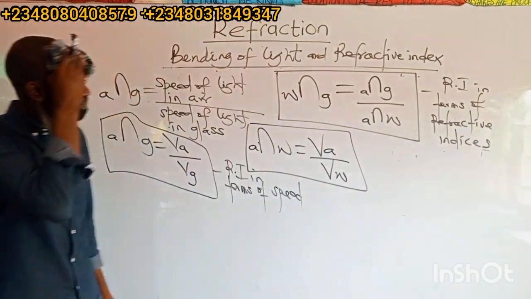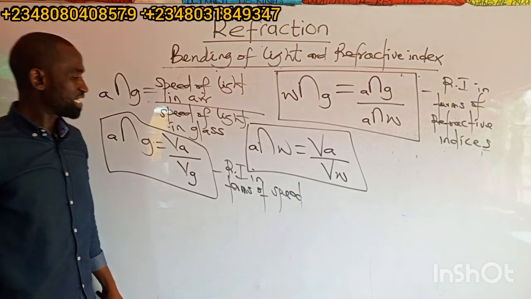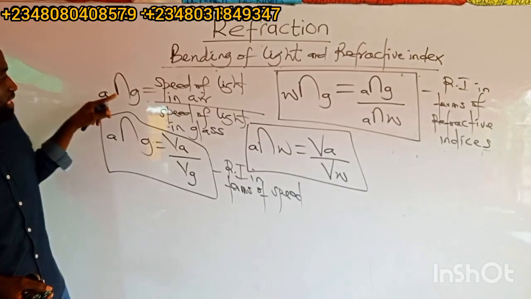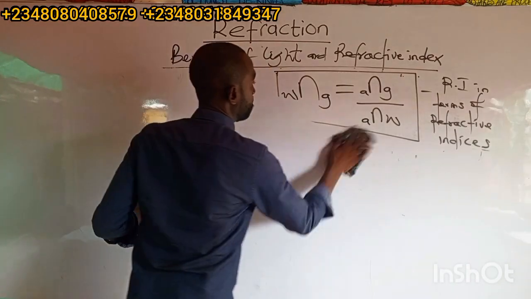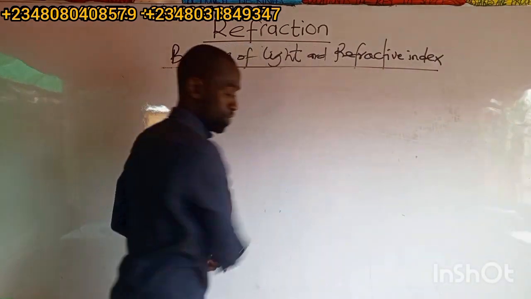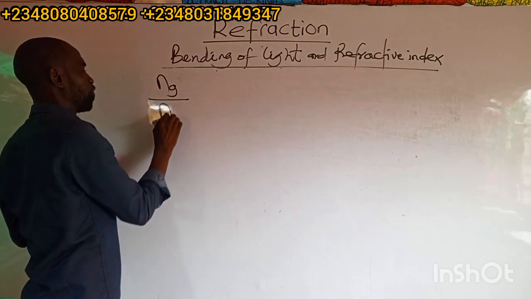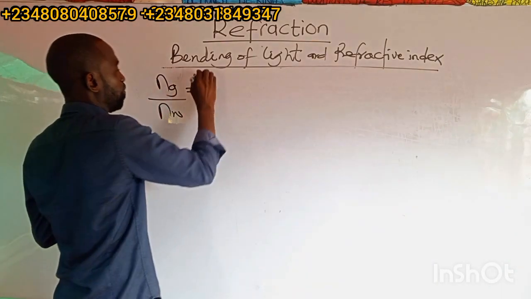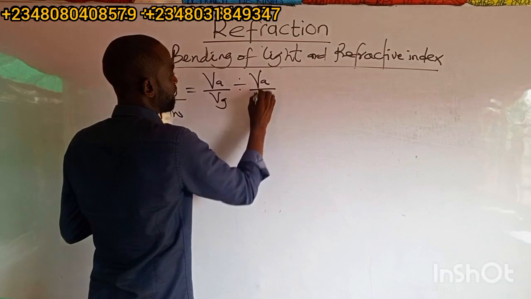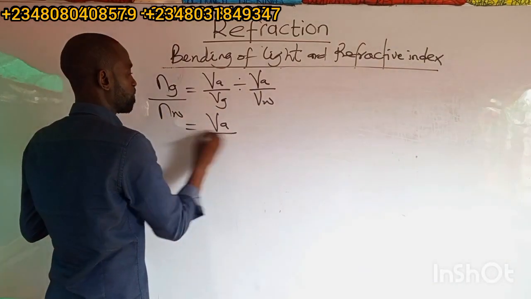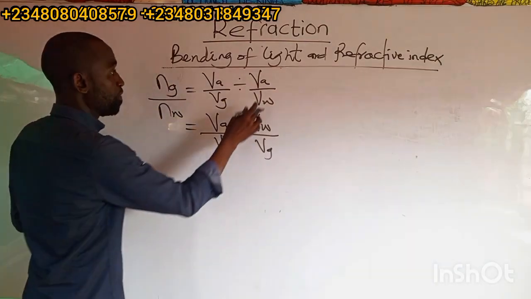See what is happening. If I divide the refractive index of glass with that of water, what would I have? Let us do it. So here, I'm going to wipe this one off. Alright, so we have this. The refractive index of glass all over the refractive index of water will give us speed of light in air all over speed of light in glass divided by speed of light in air all over speed of light in water. So what do we have here? We have VA all over VG times VW all over VA.